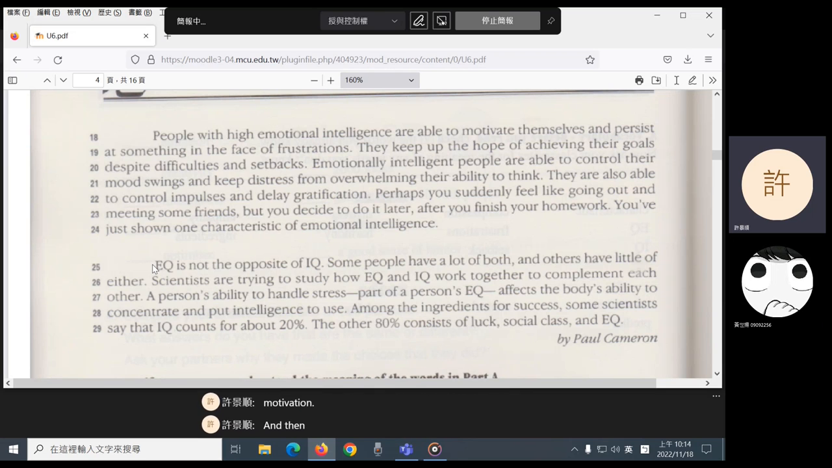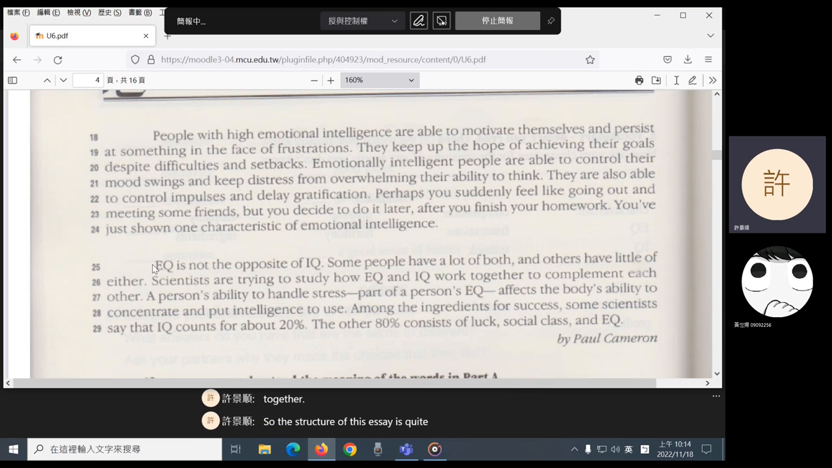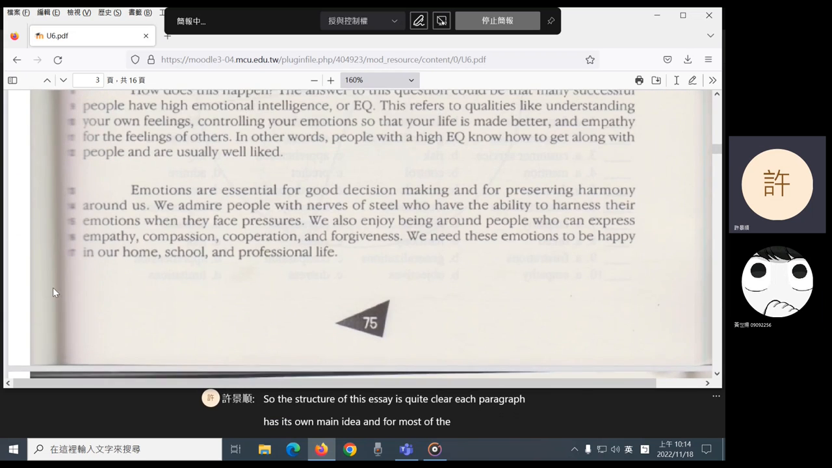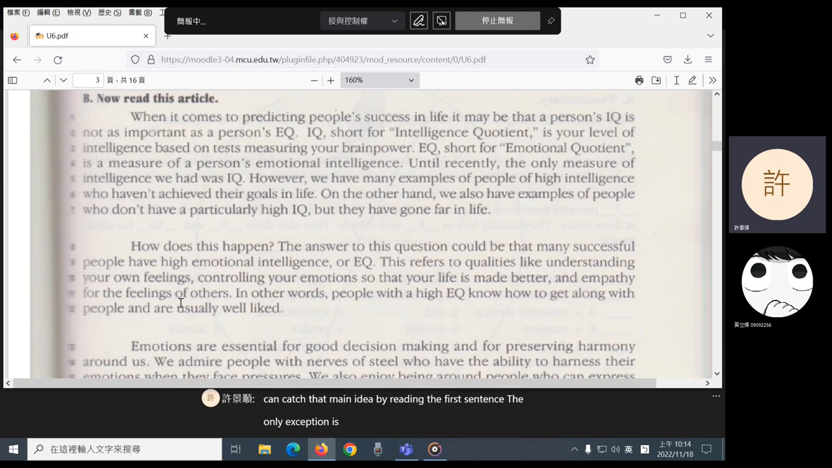And then in the fifth paragraph, EQ is not the opposite of IQ. Okay, so the essay began by telling us the difference between EQ and IQ, and it ends by telling us how EQ and IQ work together. So the structure of this essay is quite clear. Each paragraph has its own main idea, and for most of the paragraphs, you can catch that main idea by reading the first sentence. The only exception is the second paragraph. How does this happen does not really tell us the main idea of this paragraph.